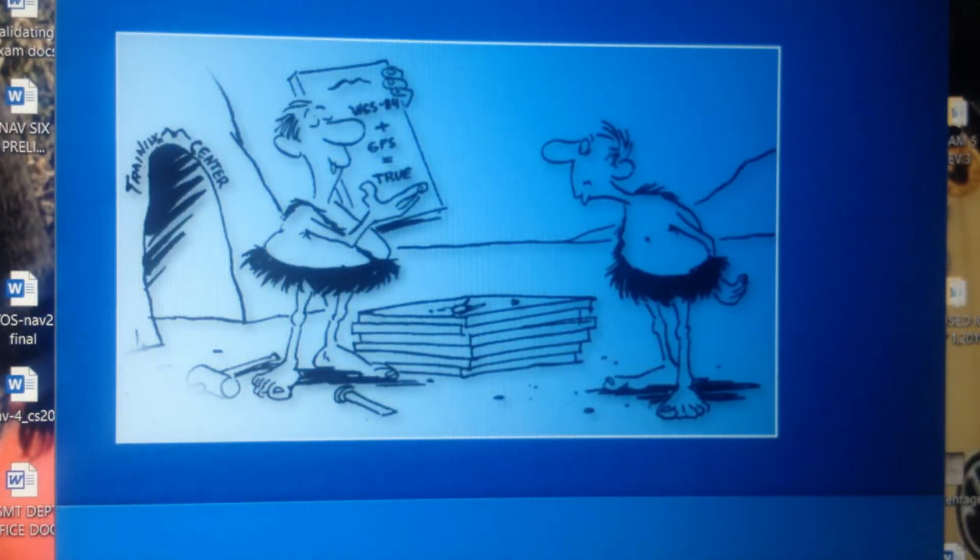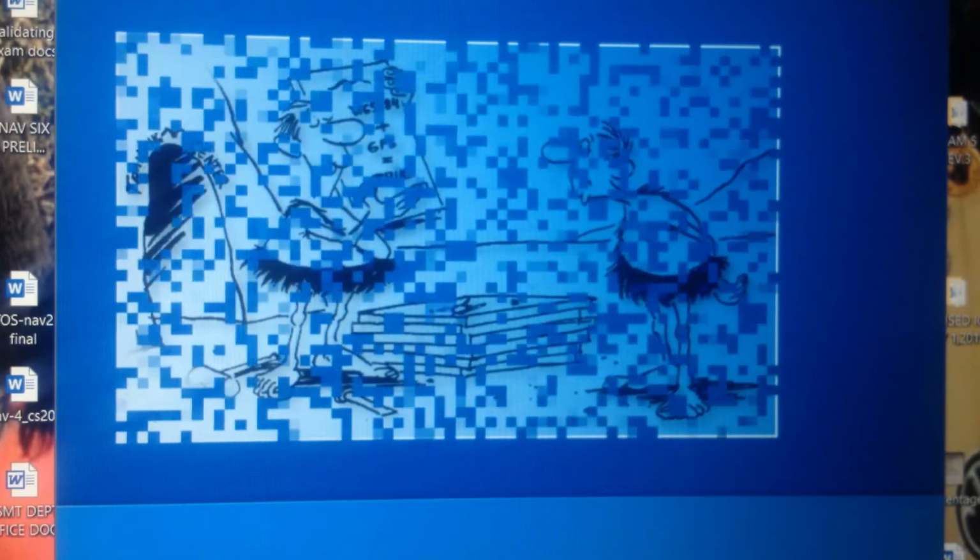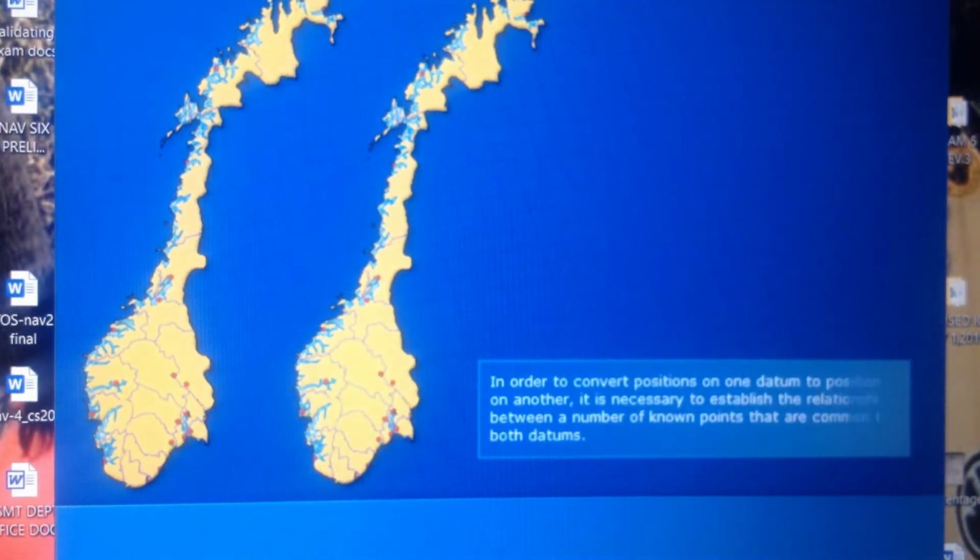WGS 84 is the reference datum for GPS, and this relationship can be the source of significant error for navigators wishing to plot a GPS fix on a chart that is not referenced to WGS-84. In order to convert positions on one datum to positions on another, it is necessary to establish the relationship between a number of known points that are common to both datums.